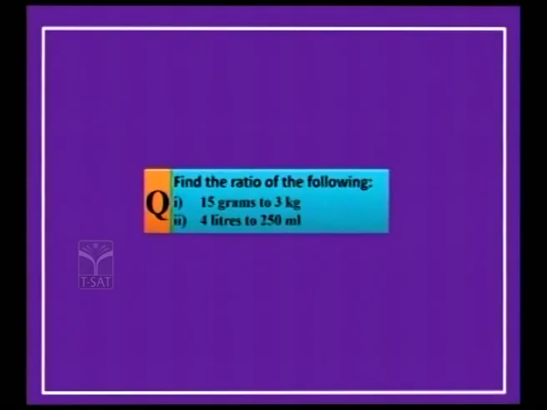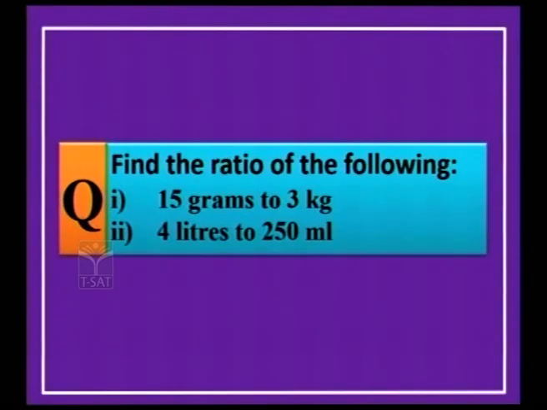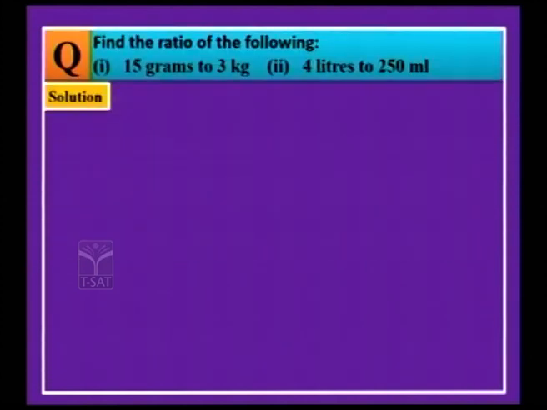Okay, children. So children, till now we have seen what is ratio, what is proportion and unitary method. Now we are going to apply these concepts in solving a few examples. Let us start with the first example. Find the ratio of the following: 15 grams to 3 kgs and 4 liters to 250 ml. Let us start with the solution.